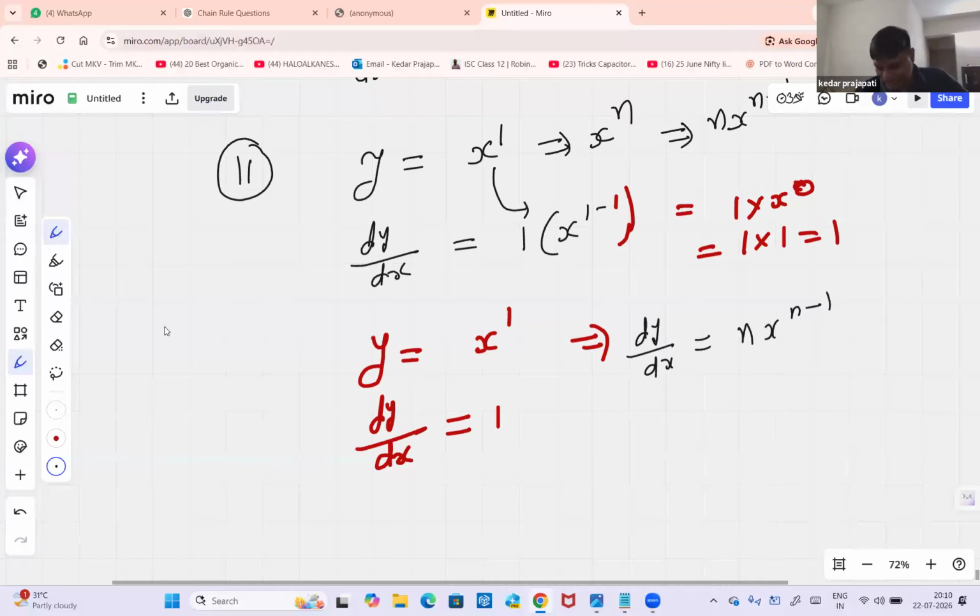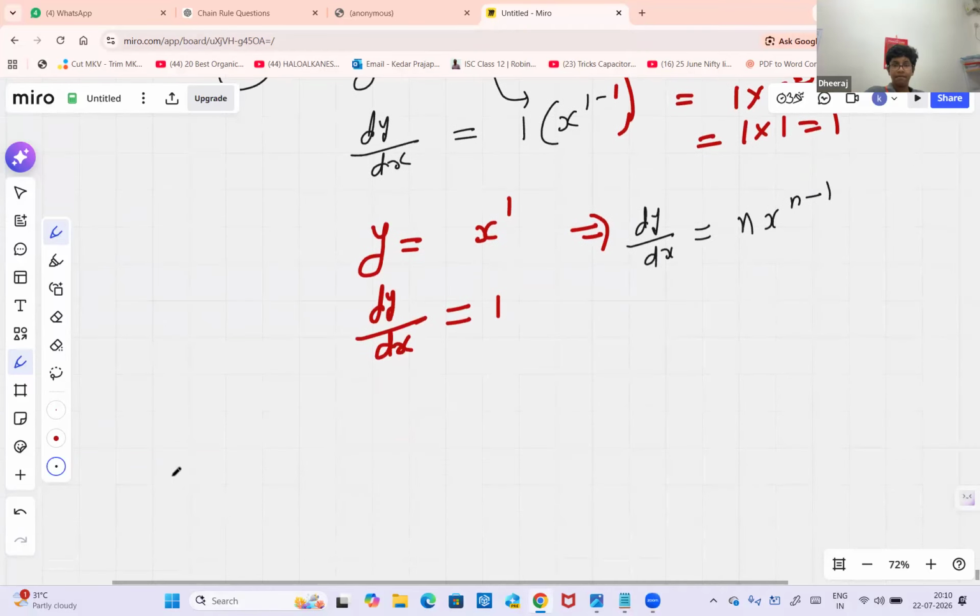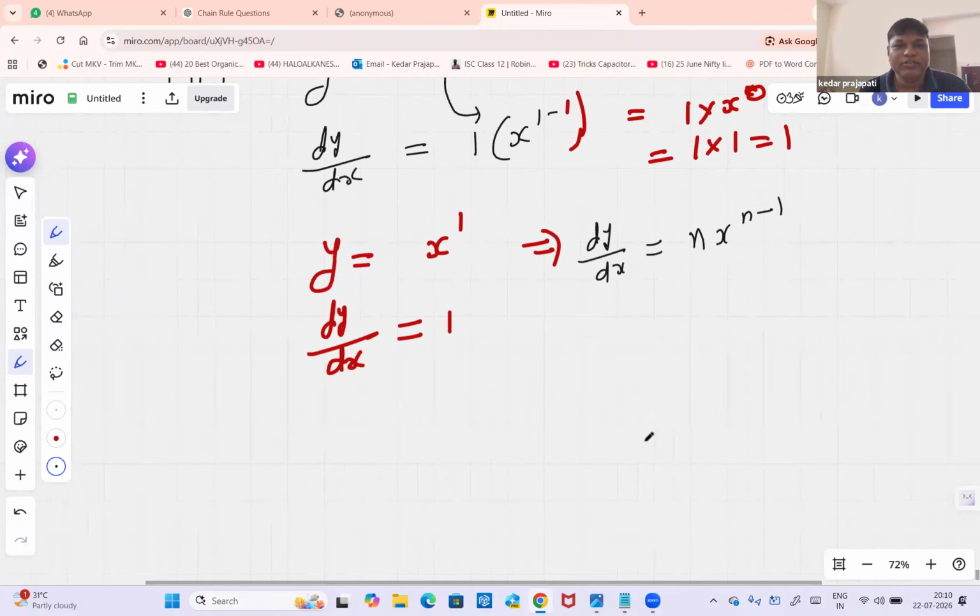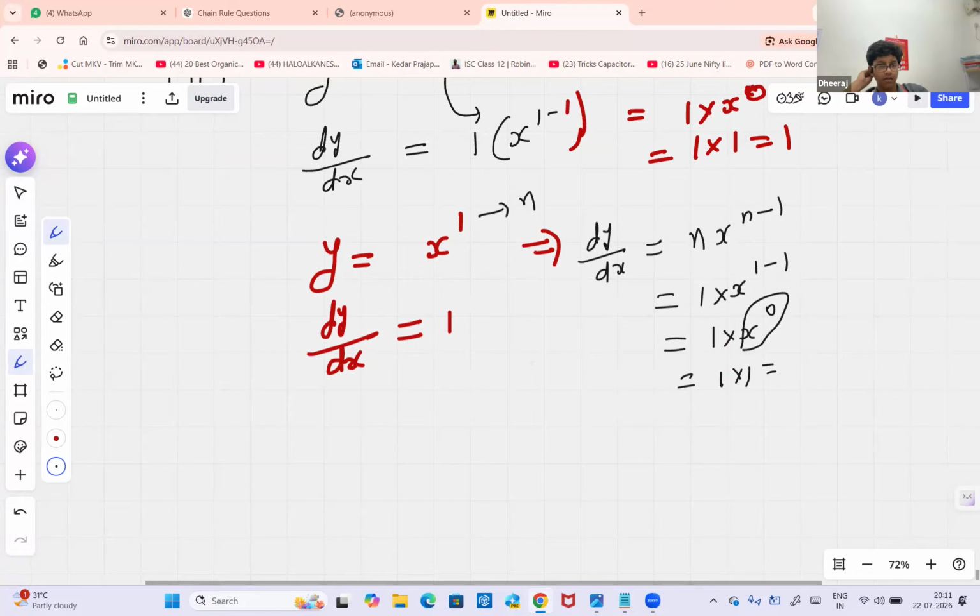Sorry, someone came. Okay, so I was discussing this x to the power 1. How did it come? Here 1 is n. So in place of n put 1, into x to the power n minus 1, which is 1 minus 1. This is nothing but 1 into x to the power 0, and anything raised to the power 0 is 1. So 1 into 1 is 1.